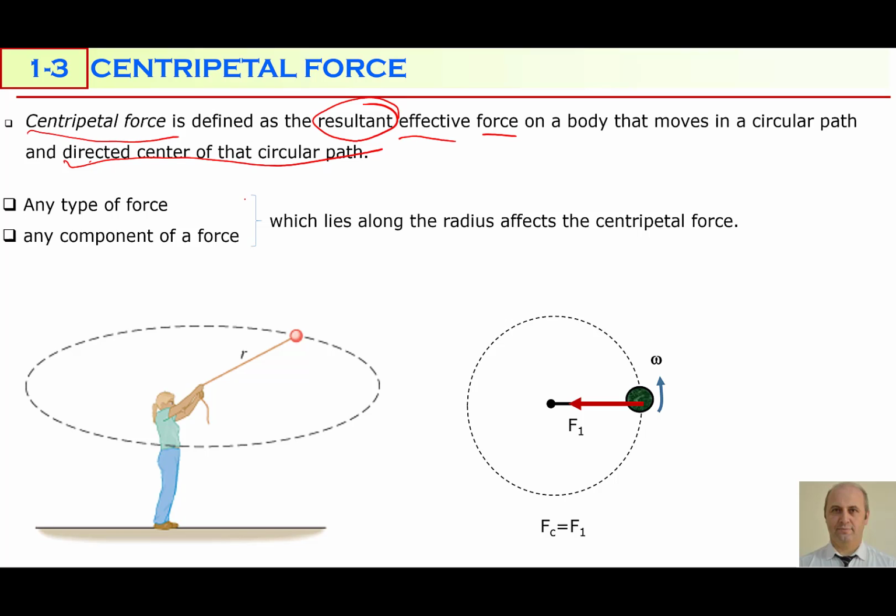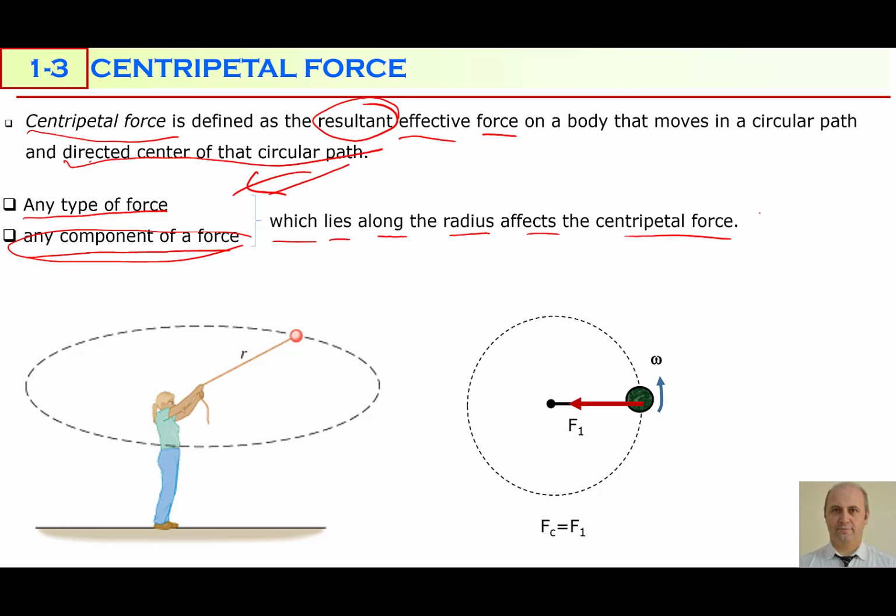The first one, I will explain this definition a little in detail. Any type of force can be a centripetal force, or affect the centripetal force, or any component of the force. I will explain this part later, but you have to be careful about this. Which lies along the radius affects the centripetal force. So the force itself, or the component of the force, must lie along the radius. Then we can say that force or that component affects the centripetal force.